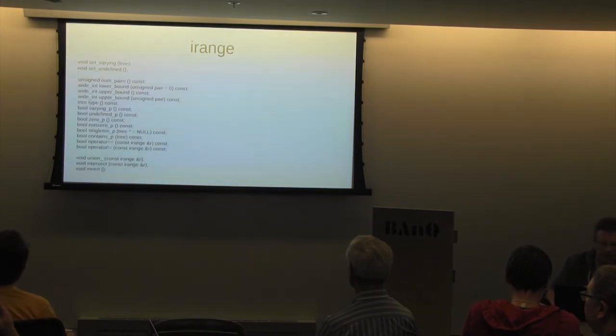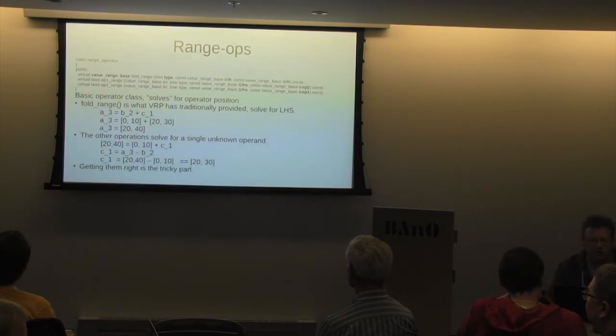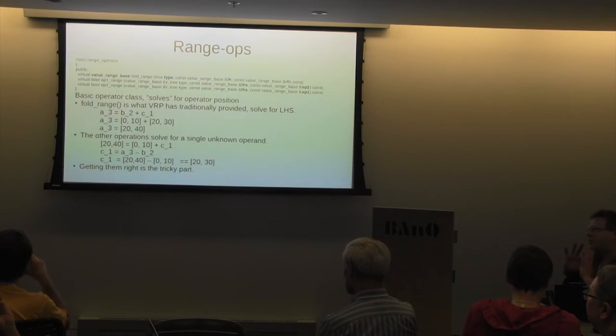That's class iRange. There's just the basic operations that you do on a range. It's not really that interesting. Okay. So the range ops class is basically dealing primarily with unary and binary operators. Those are the ones we care about most. Fold range is what VRP currently provides. It will perform the operation between two ranges to tell you what the result is.